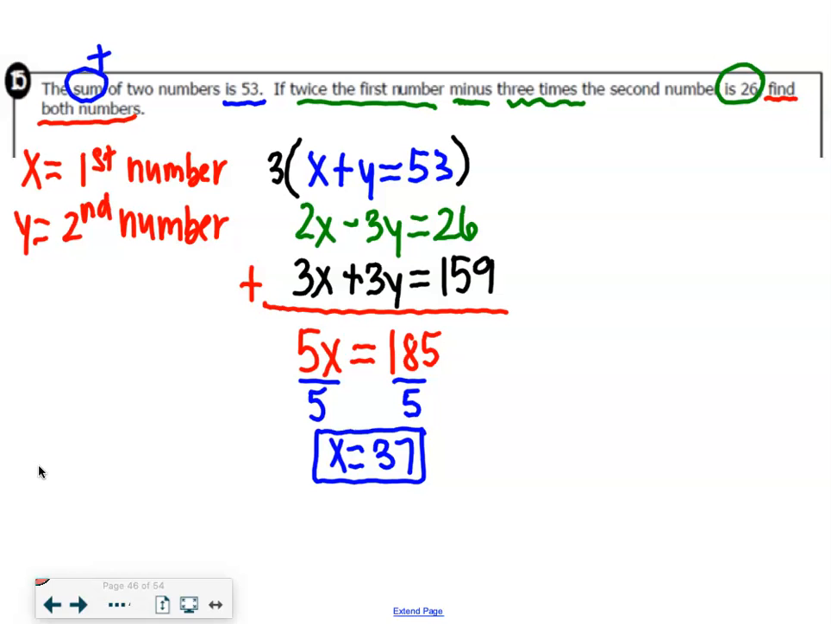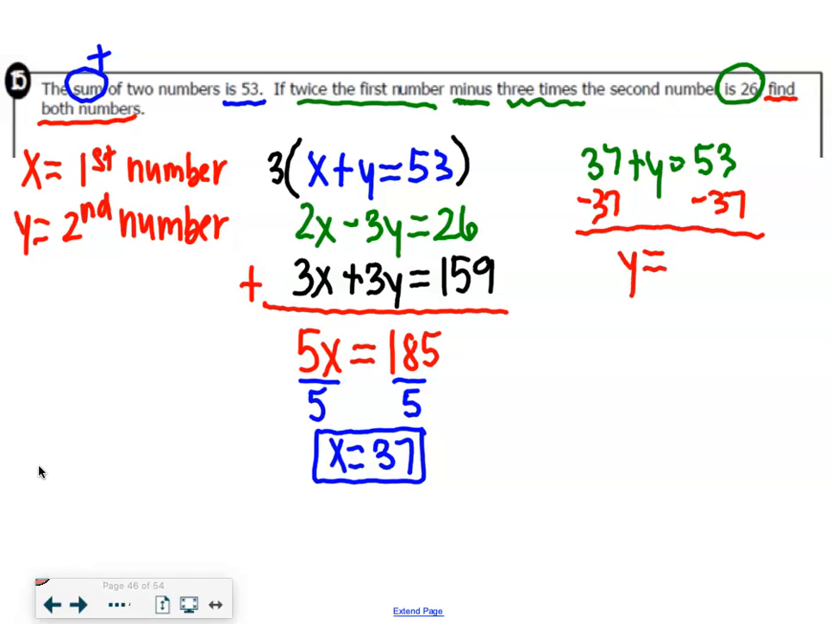Now we can just plug back in to find y. So I'm just going to plug into that top equation just because it's the simplest. So 37 plus y equals 53. Get rid of that 37. 53 minus 37 is 16. There we go, folks. And then I did check it. It does work if I plugged it into my second equation, but I'll save you that step, and you can just trust me on it.